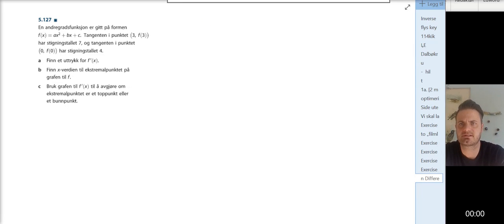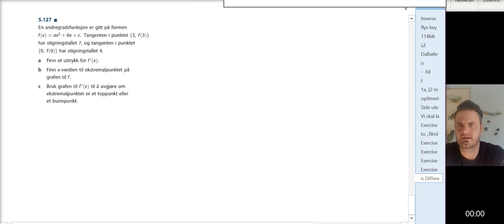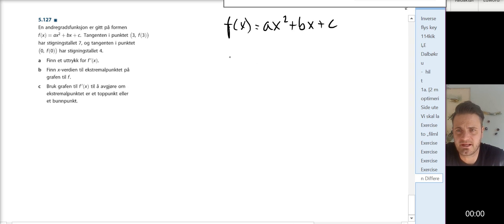Look at exercise 5.1.27. Here we have a function f of x equals ax squared plus bx plus c. We get a lot of information here, but we need to find an expression for the derivative. And then I just find the derivative here.